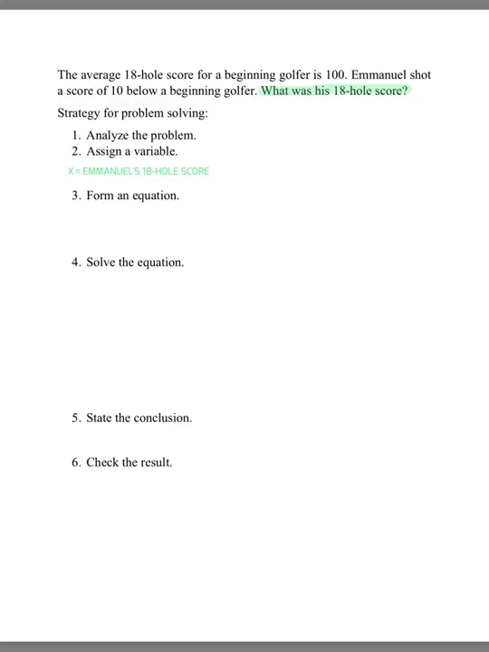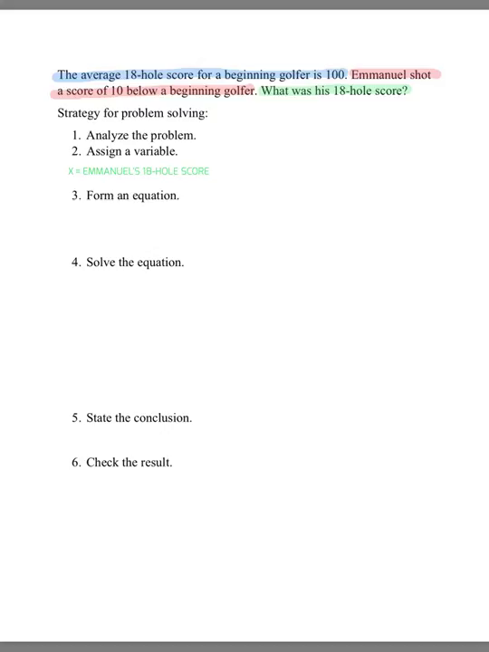So let's go back to analyzing the problem. Let's see what other information we could get from the sentences given. Well, we know that the average 18-hole score for a beginning golfer is 100. But we know a little bit more. We also know Emmanuel shot a score of 10 below the beginning golfer. So let's go ahead and create an equation.